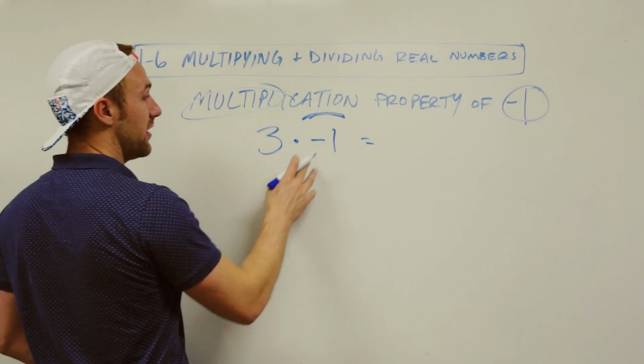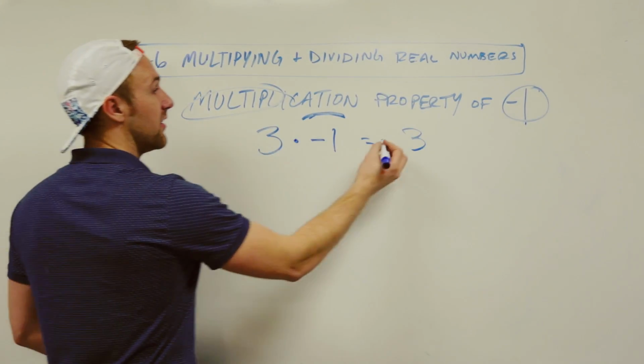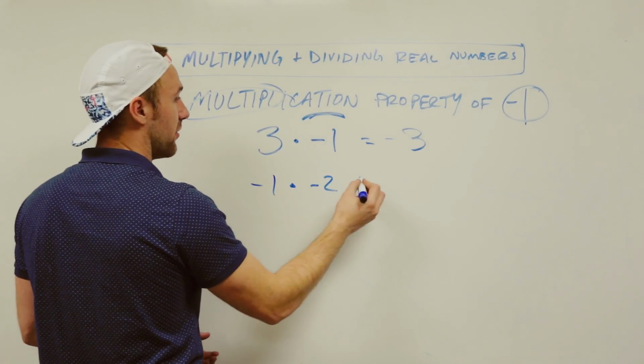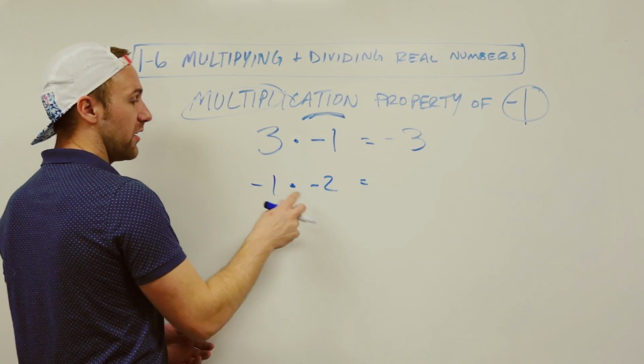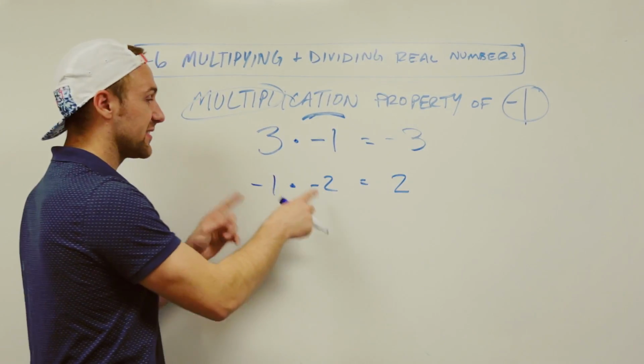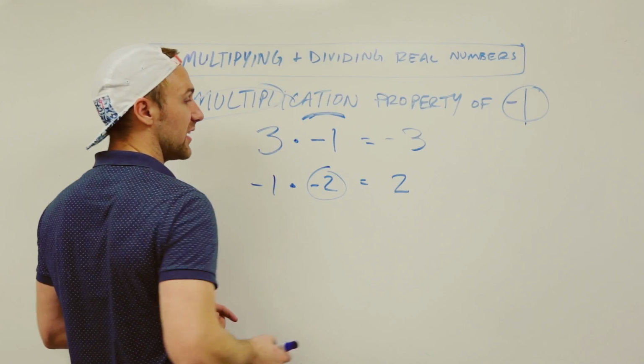So let's look at it here. We've got a positive 3 times -1. What's the opposite of the positive? It's a negative. You're just flipping it. So say you got -1 times -2. 1 times 2 is 2, so we know that's always 2. But what it does is flip the sign. So now it's going to be a positive 2.